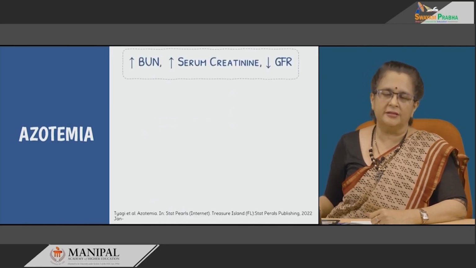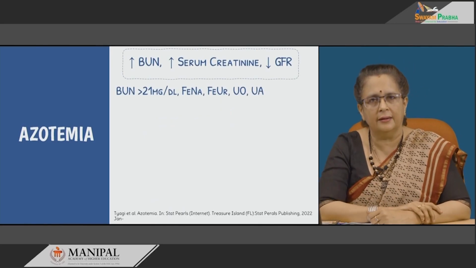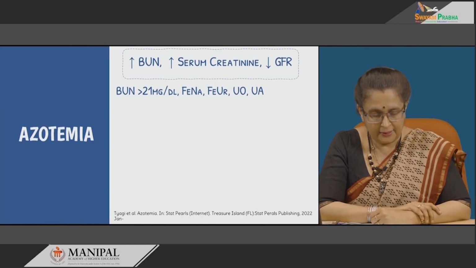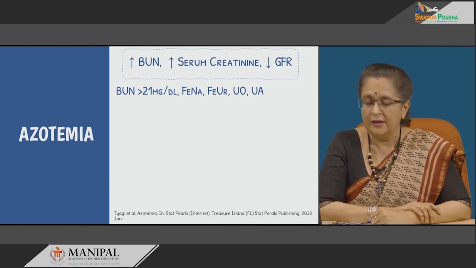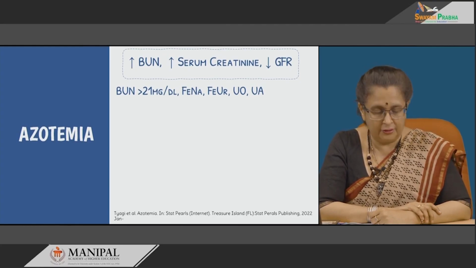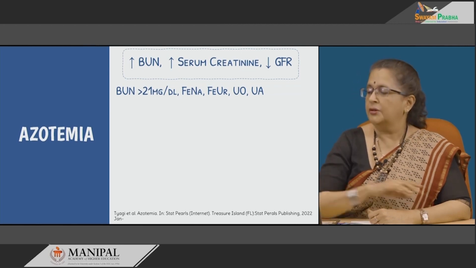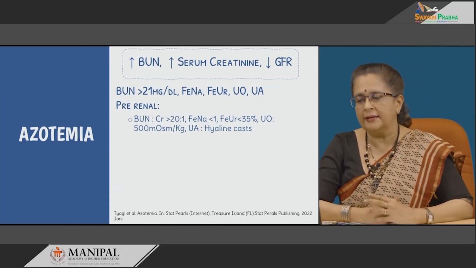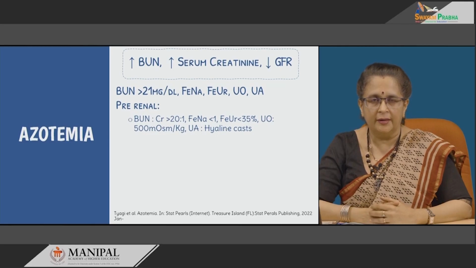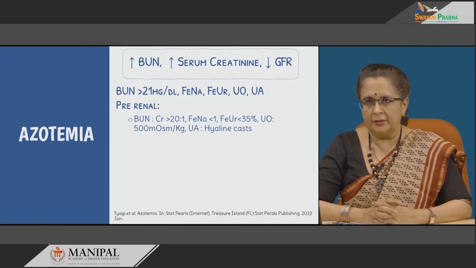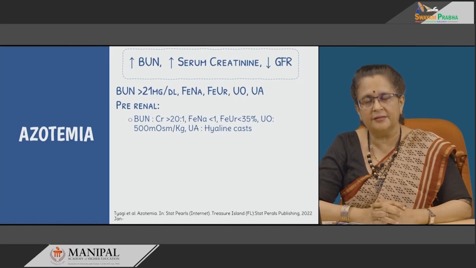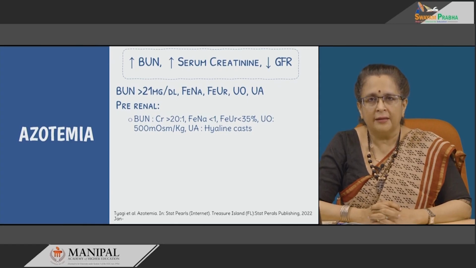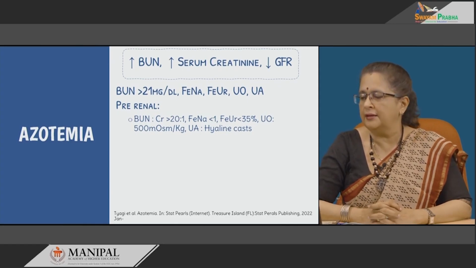Now, diagnosis of azotemia is done by looking at the blood urea nitrogen, which should exceed 21 milligrams per deciliter, then your fractional excretion of sodium, fractional excretion of urea, then your urine analysis and your urine osmolality. So, when we look at that in pre-renal, your BUN creatinine ratio will be more than 20:1, FeNa is less than 1, then your FeUrea is less than 35%, urine osmolality is 500 milliosmoles per kilogram, then when you check the urine, you will get only hyaline casts.